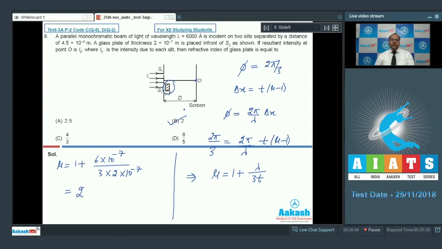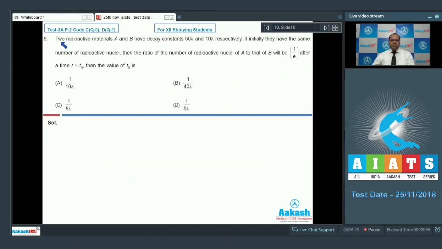Let's move to question number 9. In question number 9, two radioactive materials A and B have decay constants 50 lambda and 10 lambda respectively. If initially they have the same number of radioactive nuclei, then the number of radioactive nuclei of A to that of B will be 1 by e after a time t is equal to t0. Then the value of time t0 is.